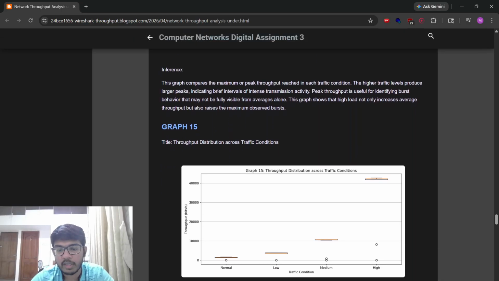Graphs 13 to 15 are summary comparison graphs. Graph 13 compares the average throughput, graph 14 compares peak throughput, and graph 15 compares throughput distribution across conditions. These graphs make it easier to compare the overall behavior of the four traffic levels in a compact way.